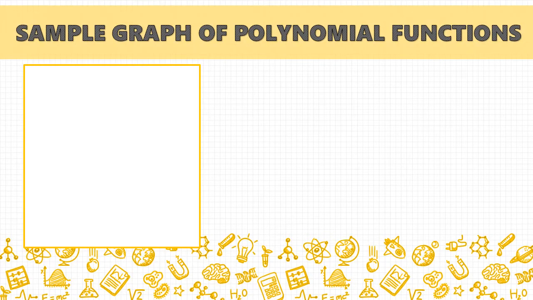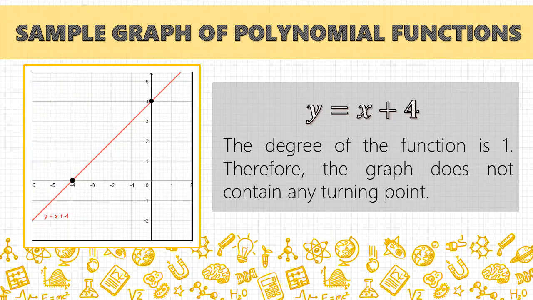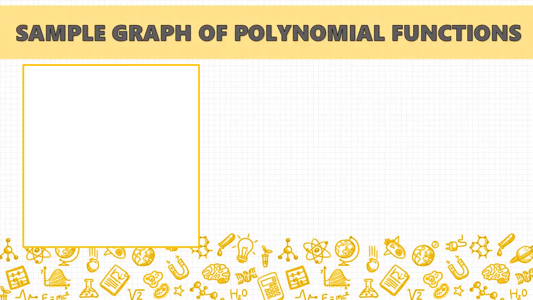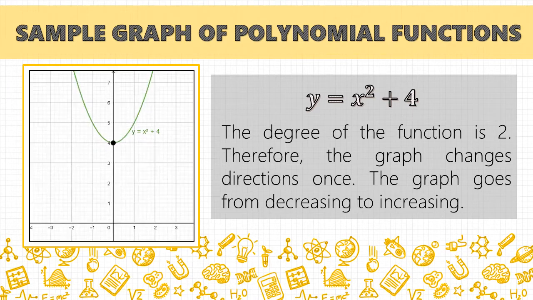y = x + 4. The degree of the function is 1. Therefore, the graph does not contain any turning point. y = x² + 4. The degree of the function is 2. Therefore, the graph changes direction once. The graph goes from decreasing to increasing. As you can see in the figure, the graph is a parabola.